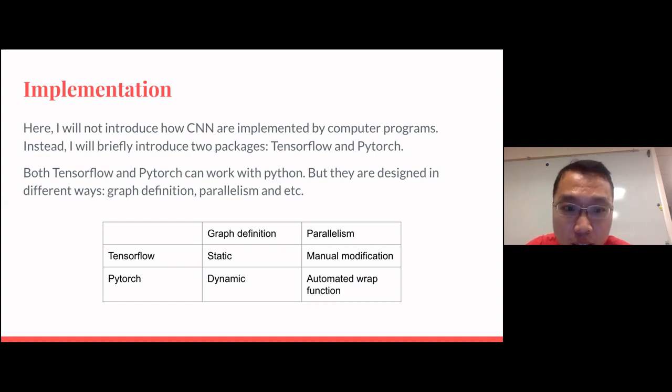Another thing we need to consider is parallelism, because if we can parallelize the computation, it can be very fast. For TensorFlow, you can configure some parameters manually, but for PyTorch, you can put a function before the neural network, and it can automatically parallelize it for you, so it can be easier.